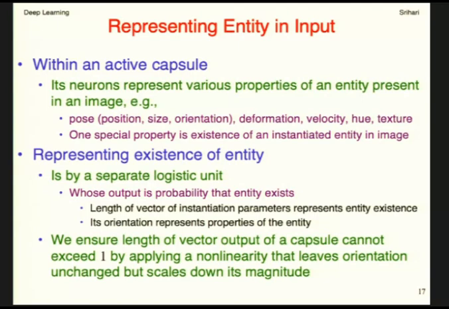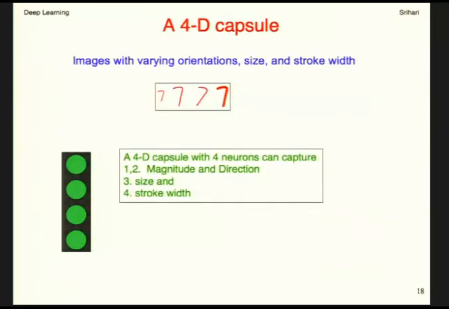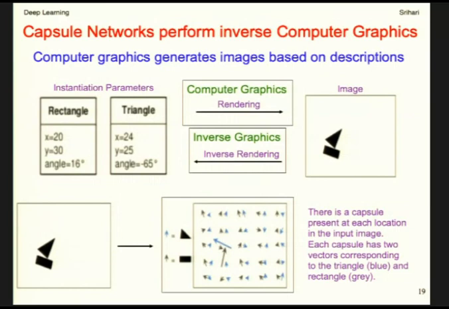There's some detail here we need to pay attention to about what kind of values these are. And this is a 4. Here is a nice idea; we're still trying to define what the idea is. It's a well known fact that computer vision is the inverse of computer graphics. In computer graphics, we say we want a rectangle of size 20 by 30, the angle is 16 degrees. Or we need a triangle of size 24 by 25, the angle is minus 65 degrees.